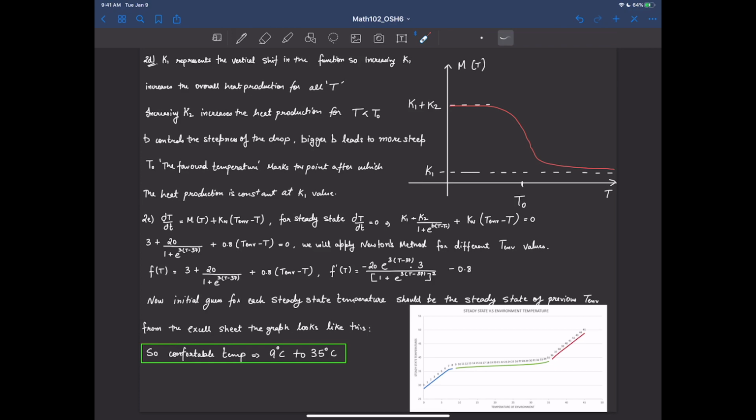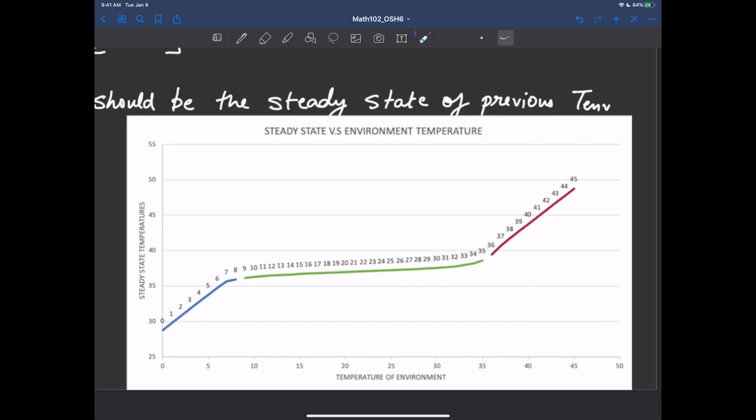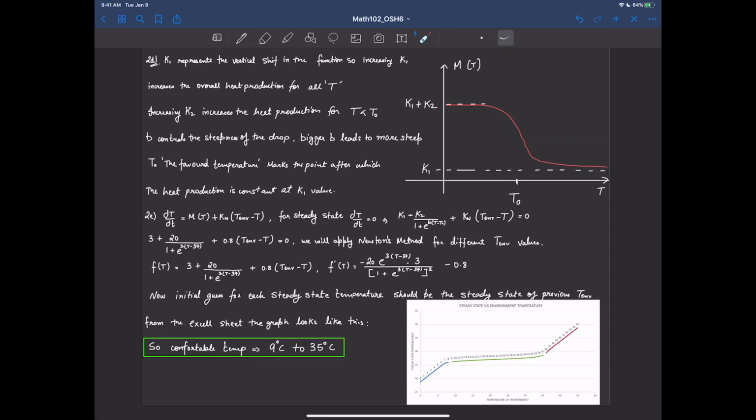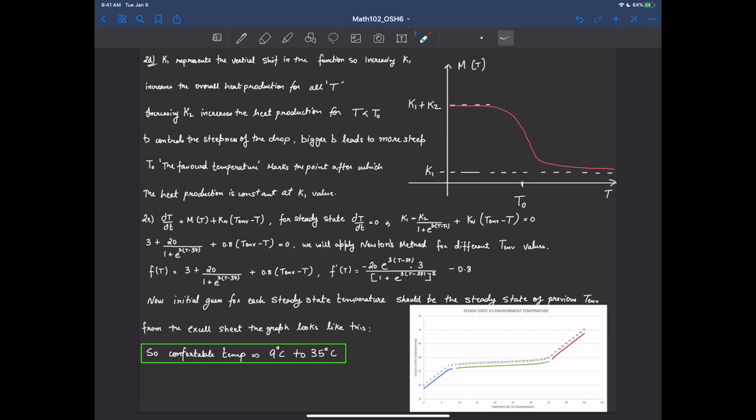Okay, so we're back at it now. Now you have an idea where this graph comes from and exactly how I figured out that it should be 9 degrees to 35 degrees Celsius. The sheets are going to be one Excel file, which is going to have both sheet 1 and sheet 2 for OSH question 1 and OSH question 2.